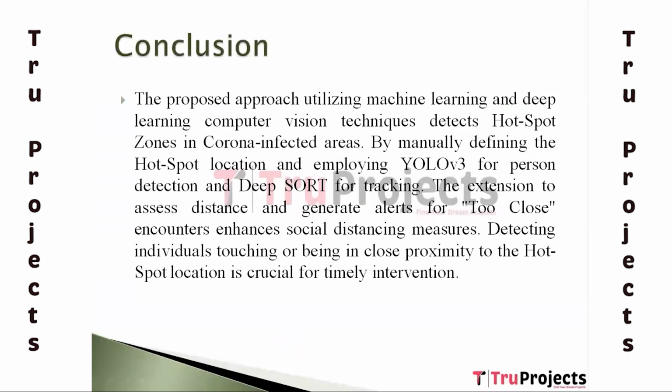Conclusion: the proposed approach utilizing machine learning and deep learning computer vision techniques effectively detects hotspot zones in corona infected areas by manually defining the hotspot location and employing YOLO V3 for person detection, and Deep SORT for tracking. The system identifies individuals within the vicinity. The extension to assess distance and generate alerts for too close encounters enhances social distancing measures. Detecting individuals touching or being in close proximity to the hotspot zone location is crucial for timely intervention. Overall, the system showcases promising results in alerting potential risks, aiding infection control, and ensuring public safety. Its applicability to different videos reinforces its potential in real-world scenarios, contributing to a safer environment amid the ongoing pandemic.